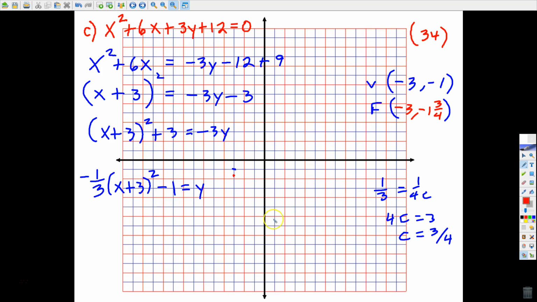Okay, what does that make the directrix? So this time from the vertex I'm going to go 3/4 of a unit upward and draw a line. And if I do, that would be the line y equals -1/4. Did I lose anybody? Everybody still good? Any questions?